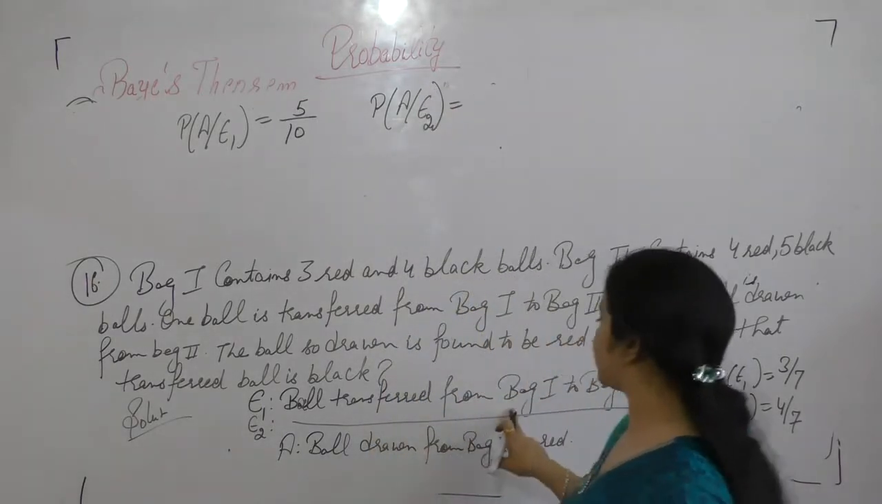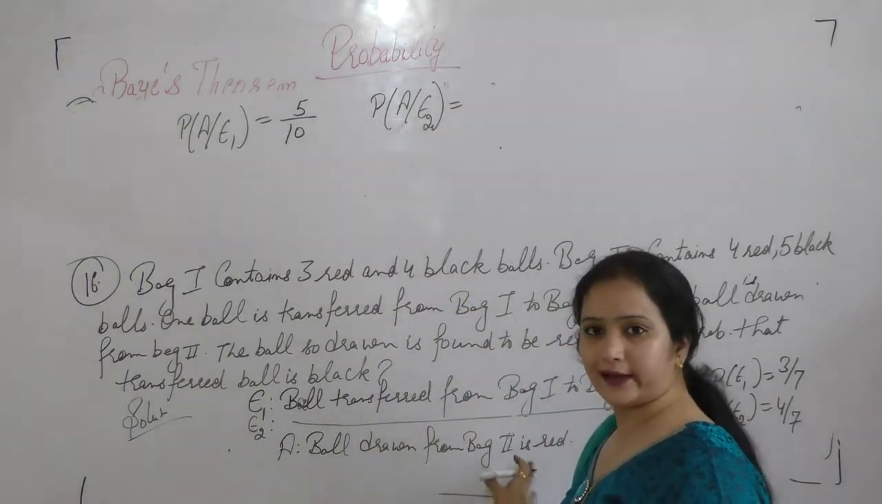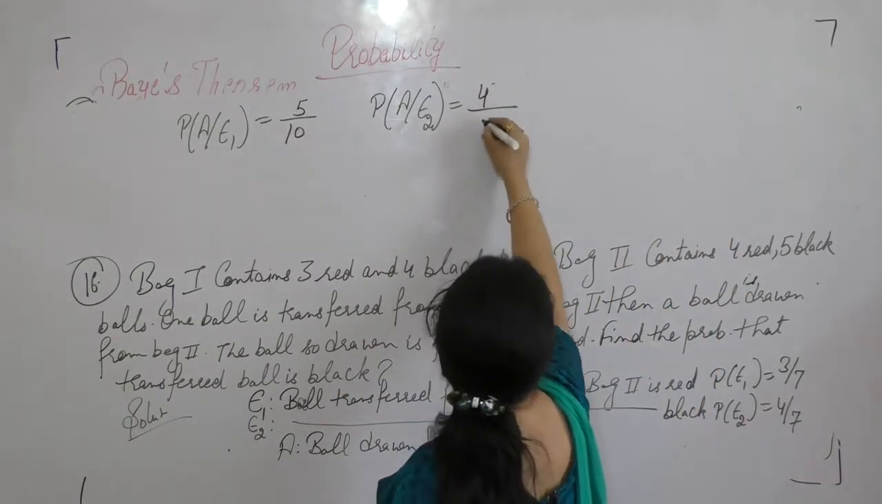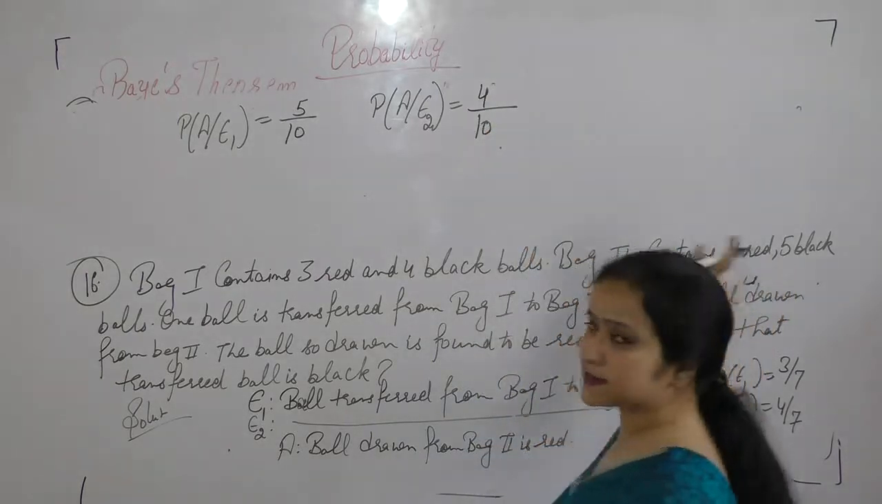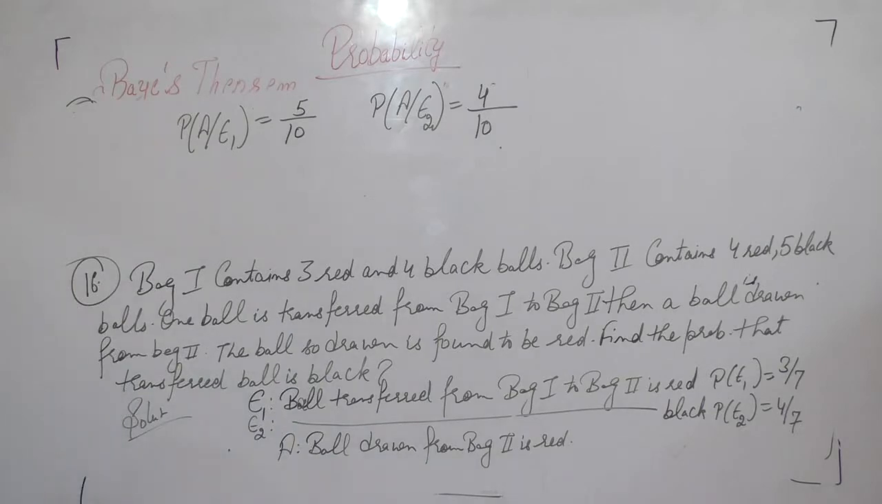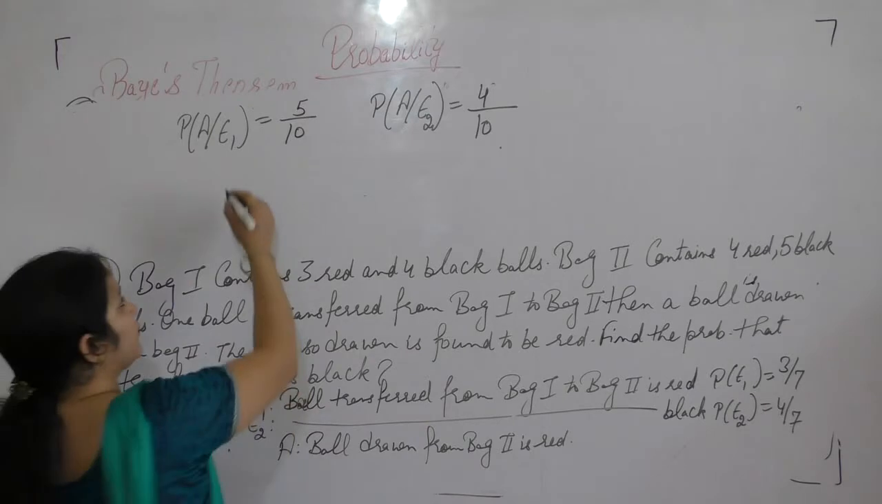Now probability A upon E2. जो बॉल ट्रांसफर हुई है that is of black color. So number of red balls in second bag is 4 and total number, so 6 blacks now. 6 black balls. So 6 plus 4, 10. So that is 4/10.